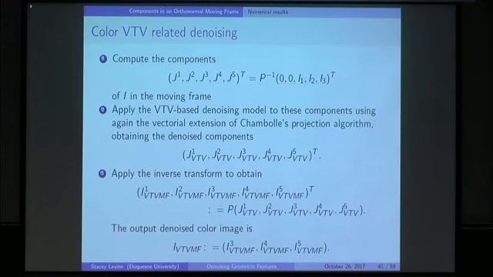For color, we did the same thing, except now you project your three-dimensional image into a five-dimensional space. Denoise this vectorially, with n plus 2 equals 5 here, apply the inverse transform, and the last three components are your processed color image.